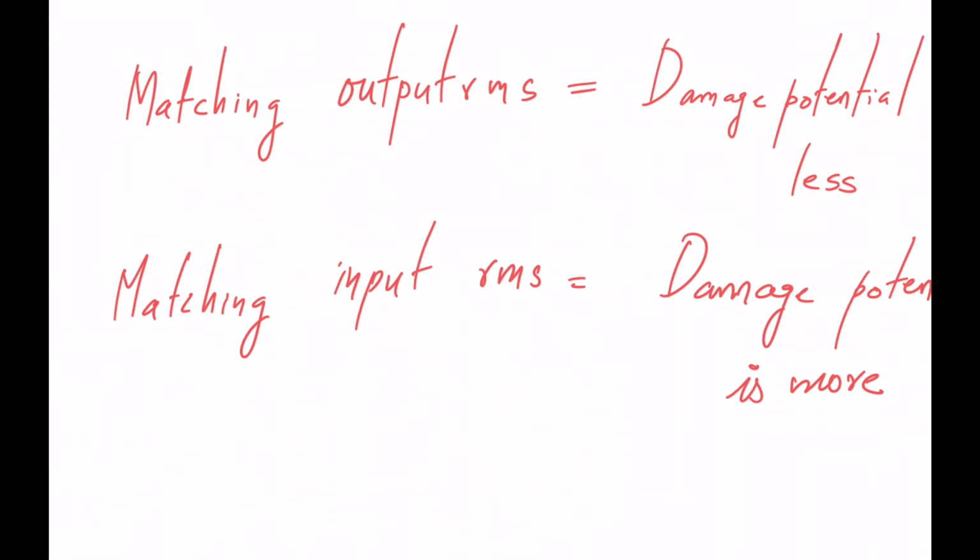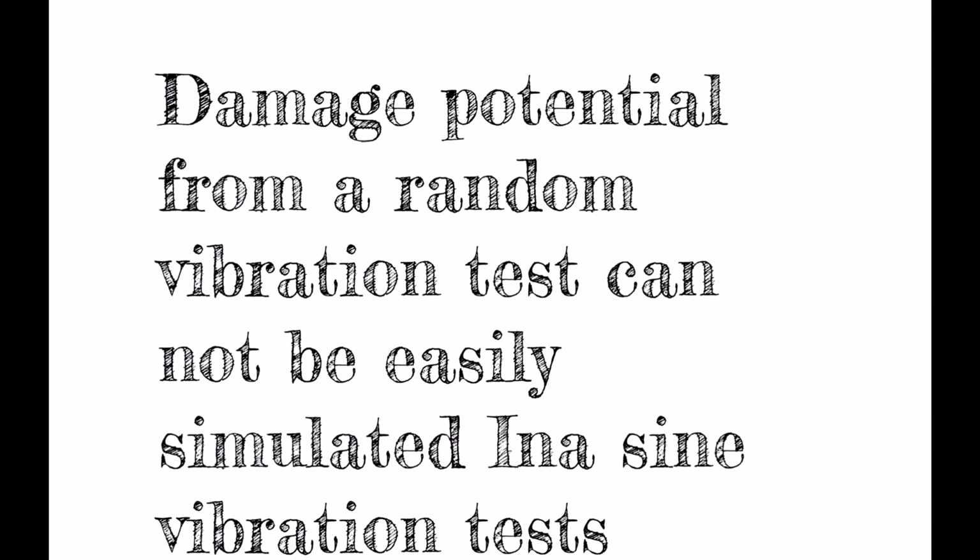To sum up, if we match the output RMS value, then the damage potential is less. But if we try to match the input RMS, then the damage potential is way higher. So let us summarize. The damage potential from a random vibration test cannot be easily simulated in a sine vibration test.